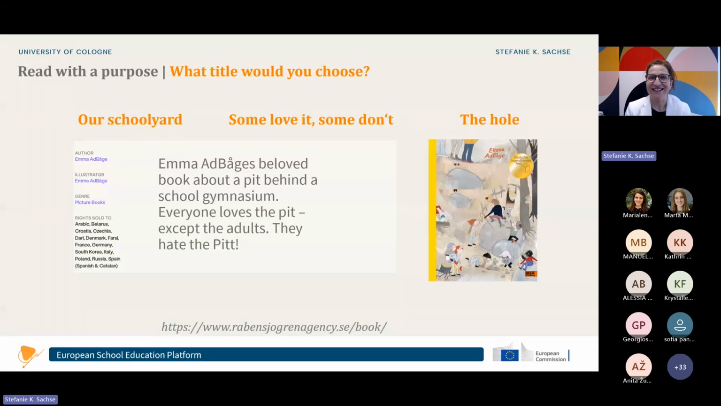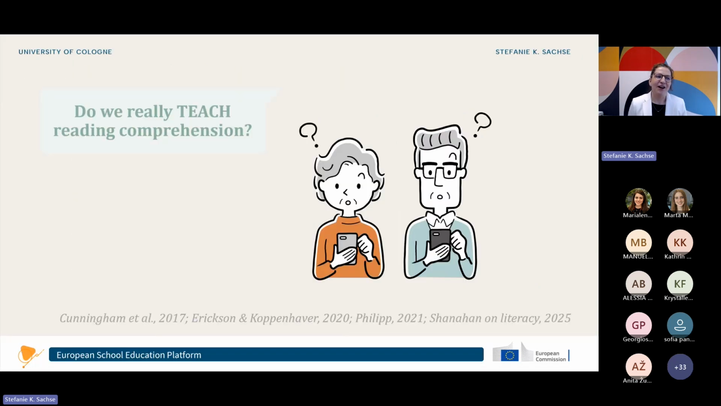The 3 titles you choose, none of them should be the real title, because reading comprehension instruction is not about guessing the right answer. It's about supporting thinking before, during, and after you read. If you're interested, the German title is Unsere Grube. So we need to ask ourselves, do we really teach reading comprehension?